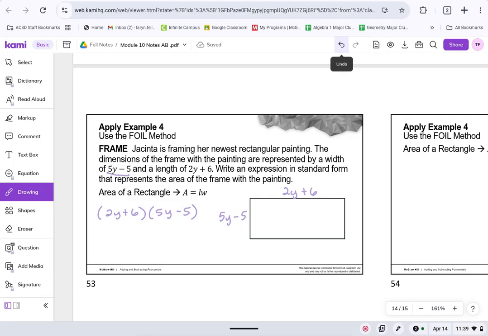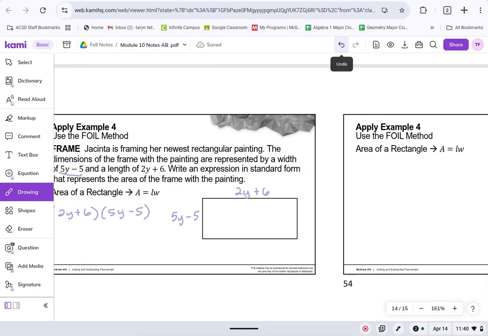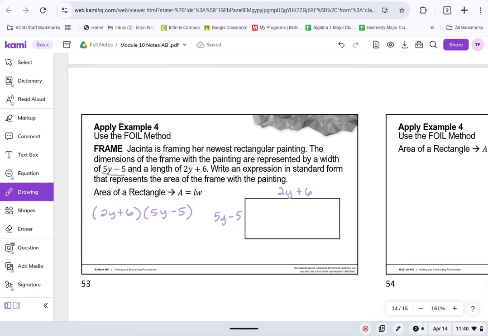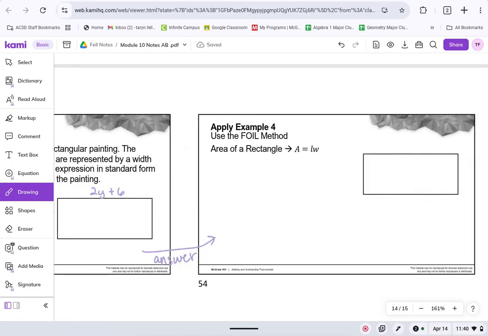Again, if you want to pause the video, do your box method, whatever you choose. I want you to pause the video and try to find your answer. When you find your answer, it should be 10y squared plus 20y minus 30.